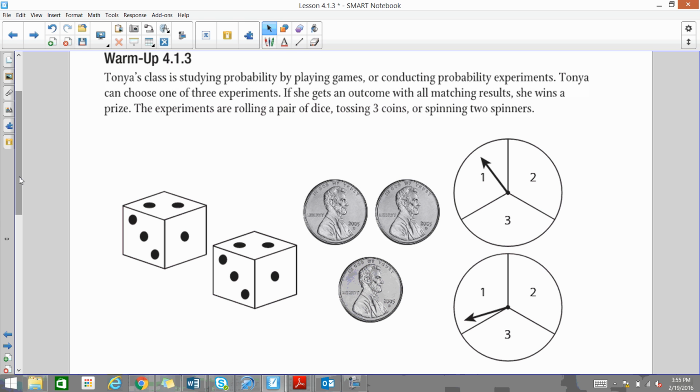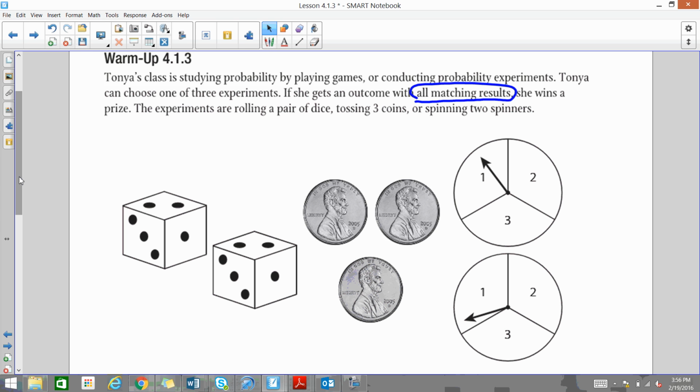So what this really means is that she has to choose one of these 3 games, and if she rolls or spins or flips identical numbers, she wins. So she has to figure out which experiment is best for getting the exact same values, because that's what she wants. She wants the outcome with all matching results. So a pair of dice being identical, all 3 coins being the same, or both spinners landing on the same number.